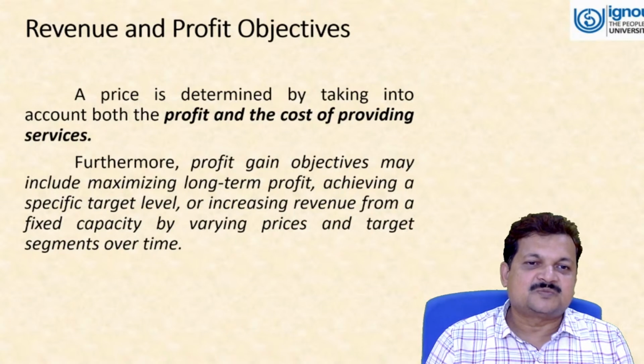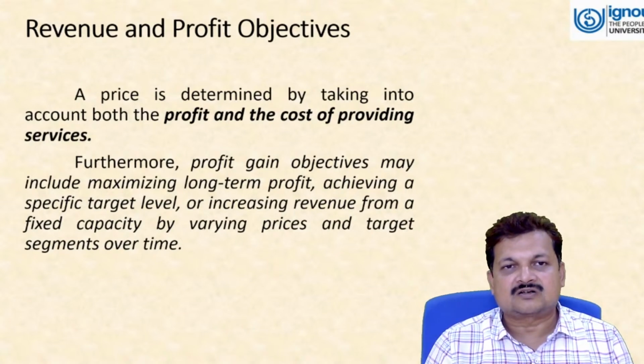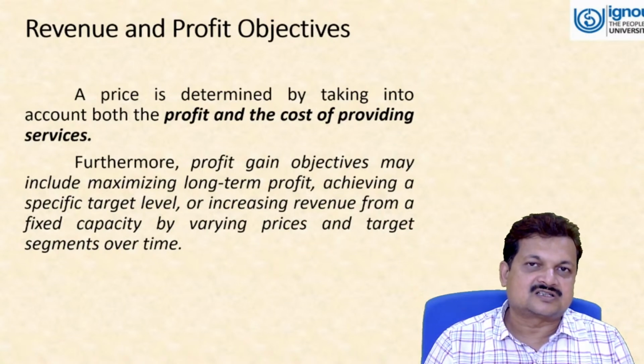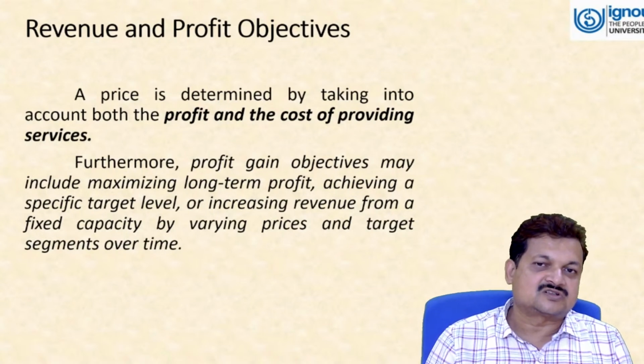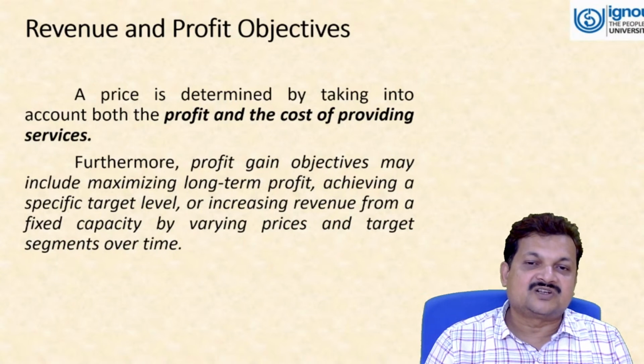And achieving specific target levels, what you have targeted, what is your sales turnover target or profit target, or increasing revenue from a fixed capacity by varying prices and target segments over time. So if the revenue is not increasing, it means your price structure is not right. That's why customers are not purchasing. That's why your revenue is not going up. If you have put the right price, then the revenue will go up.